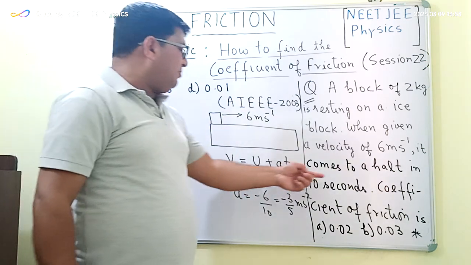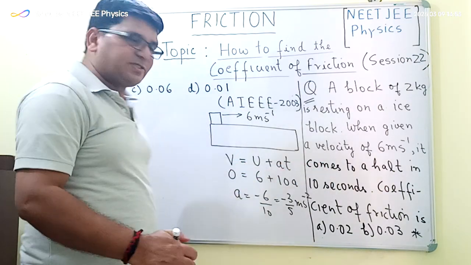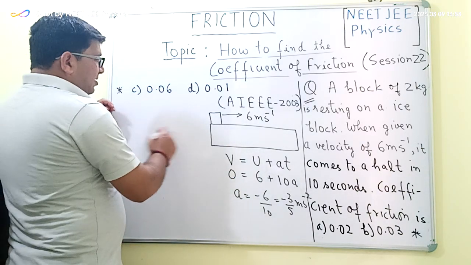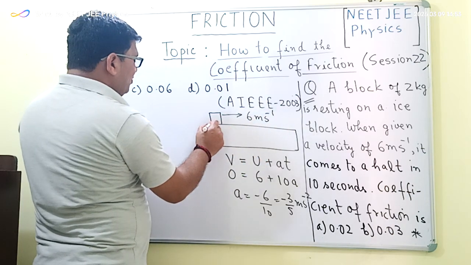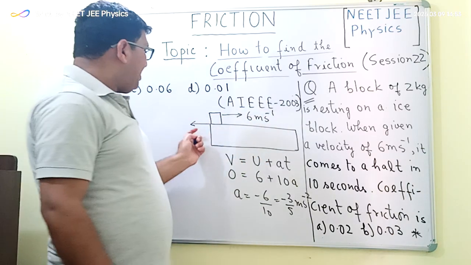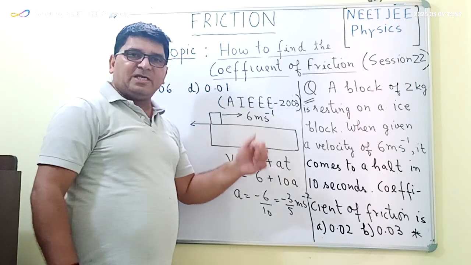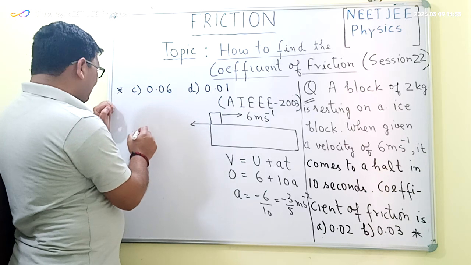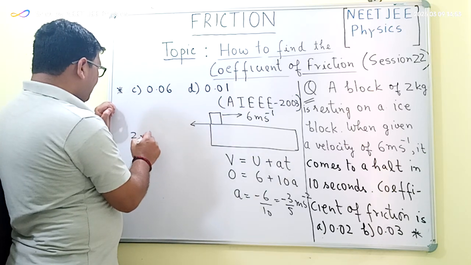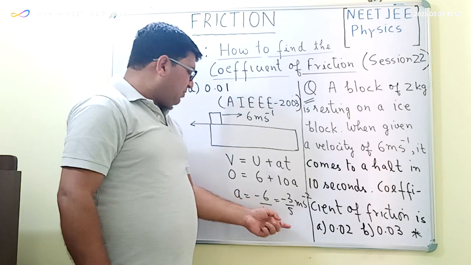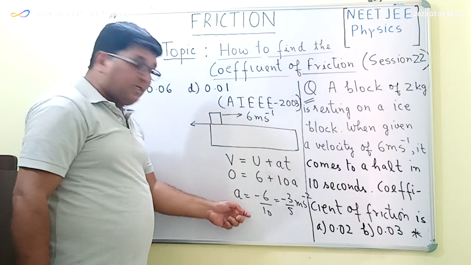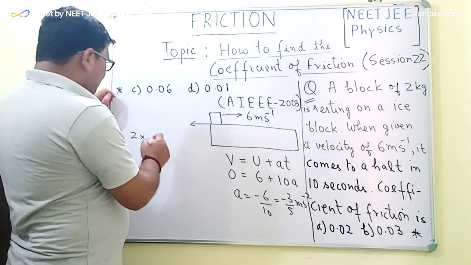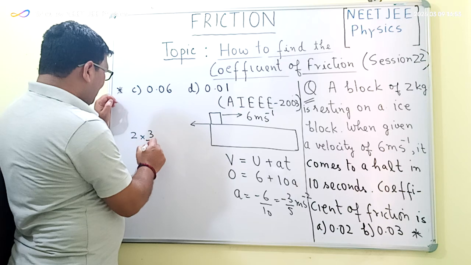Now this block will come to a rest only when the magnitude of the force of friction is equal to the applied force. Now since the block is moving in this direction, the force of friction will be acting in the opposite direction, and when the magnitude of this force of friction and the applied force are equal, then the block will come to a halt. So here the applied force will be equal to, the mass is given to us as 2 into, so here we will now simply consider the magnitude of this acceleration. Here the negative sign means that the velocity of the block is decreasing with time. So this is equal to 2 into 3 upon 5.